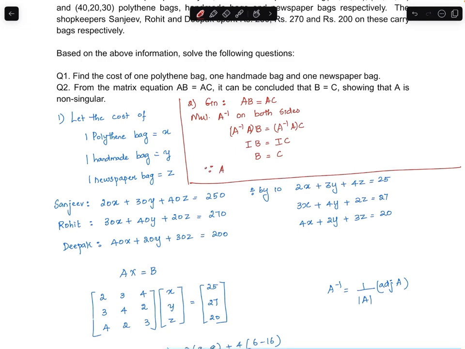Since A inverse exists only if A is non-singular, for B to be equal to C, A should be non-singular. Hence proved.